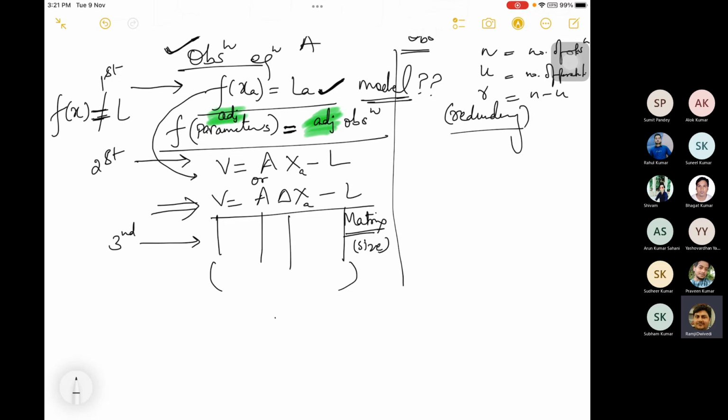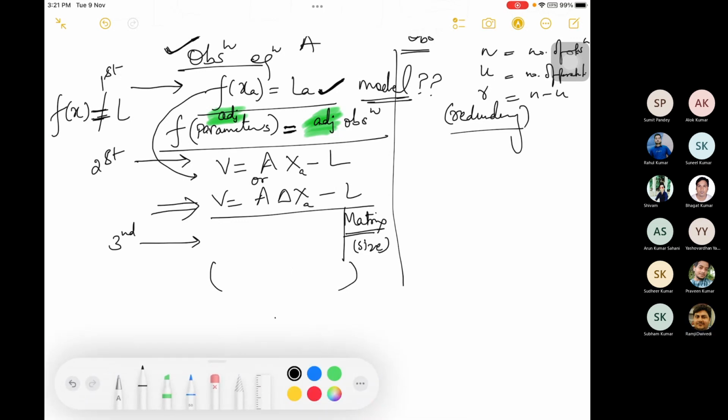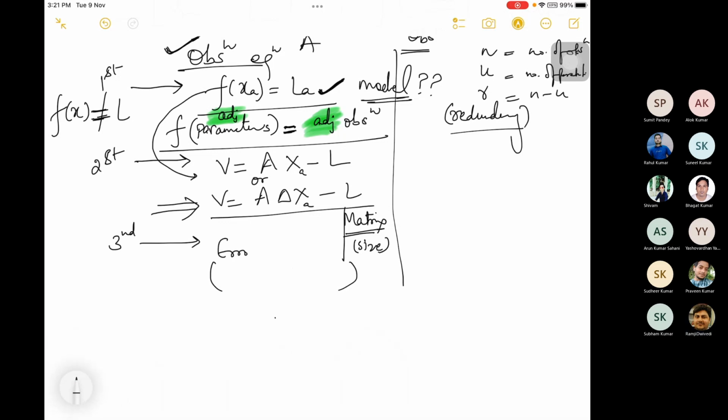What is the size of V? What is the size of A? What is the size of X, etc. Then the third step would be obviously the error analysis.